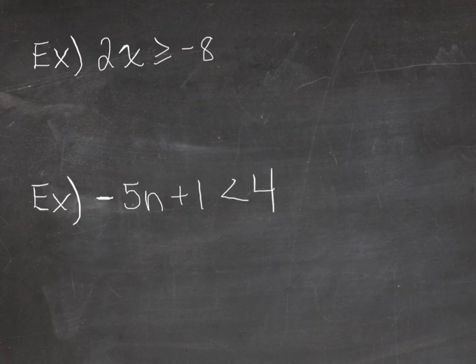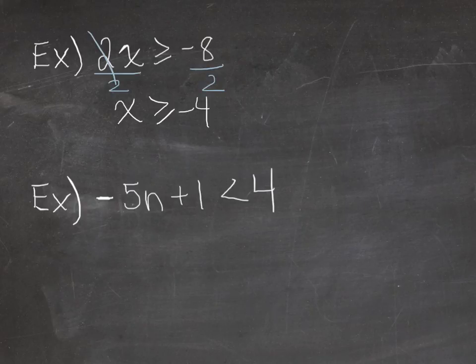My first inequality, I have 2x is greater than or equal to negative 8. To solve that, you can treat the inequality sign like an equal sign if you wanted to, and you're just solving for x. You just have to remember that if you ever multiply or divide by a negative, you have to switch the direction of the inequality. That's it. So here I'm going to solve for x, I just divide both sides by 2, and I'm dividing by a positive 2, so it's not going to switch the direction of the inequality. So I'm left with x is greater than or equal to negative 4. If I put any number greater than or equal to negative 4 into the inequality that I started with, it will satisfy it. Okay, pretty straightforward.